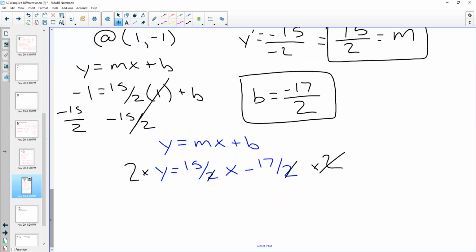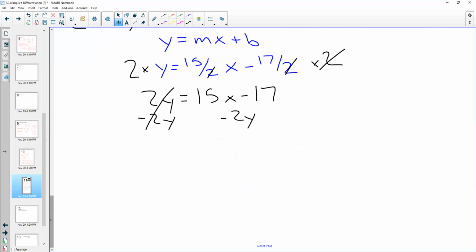And we will have 2y is equal to 15x minus 17. And then we will get everything onto one side. So subtract 2y from both. And then we have 0 is equal to 15x minus 2y minus 17.